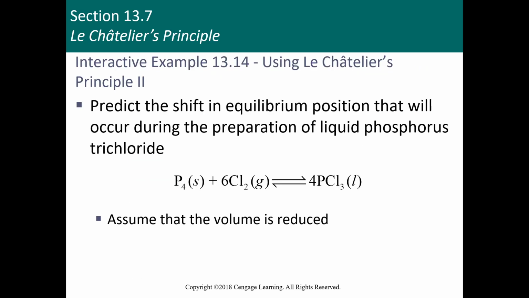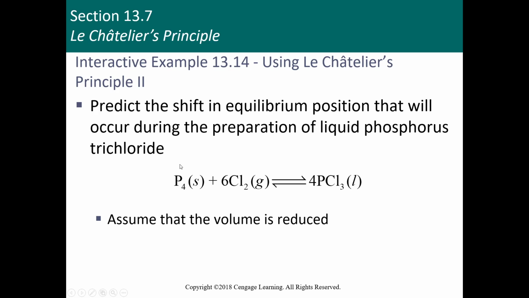Okay, so let's try this interactive example again. This time with a slight shift, a slight difference, if you will. Predict the shift in equilibrium position that will occur during the preparation of liquid phosphorus trichloride. And so we have phosphorus reacting with chlorine. This gives us PCl3. Let's assume that the volume is reduced in this.